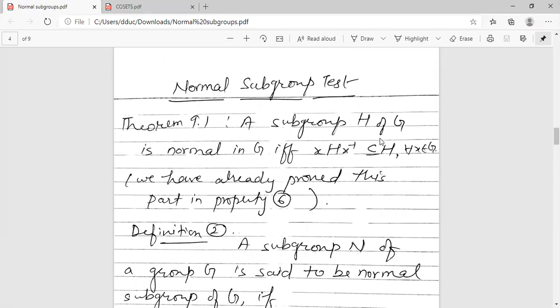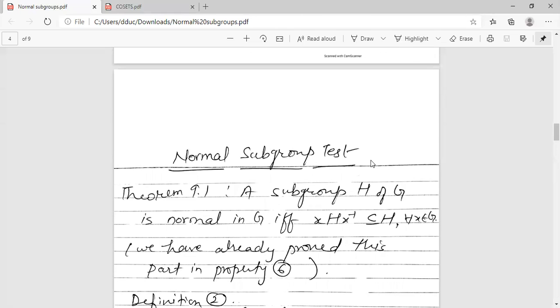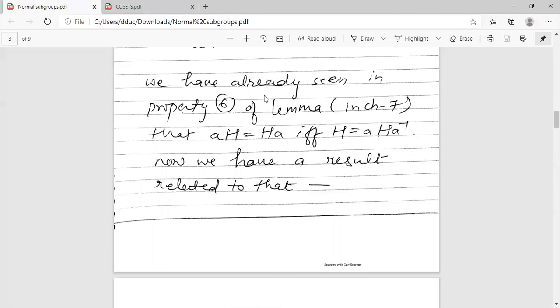So now we have this theorem. This is called the normal subgroup test. A subgroup H of G is normal in G if and only if XHX inverse is contained in H. This is basically a weaker version of this result. Here we were saying that AH is equal to HA if and only if H is equal to AHA inverse. When we proved this in the previous video, we had taken that H is a subset of AHA inverse and AHA inverse is a subset of H. That way we proved it.